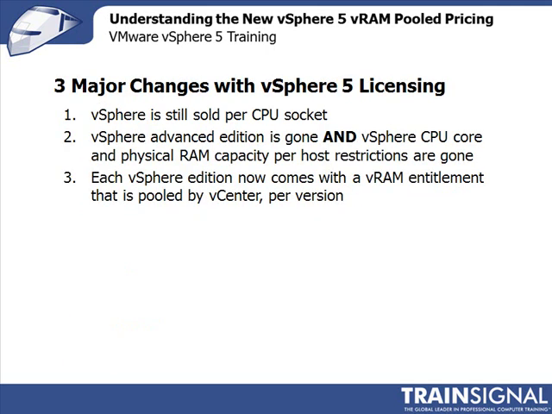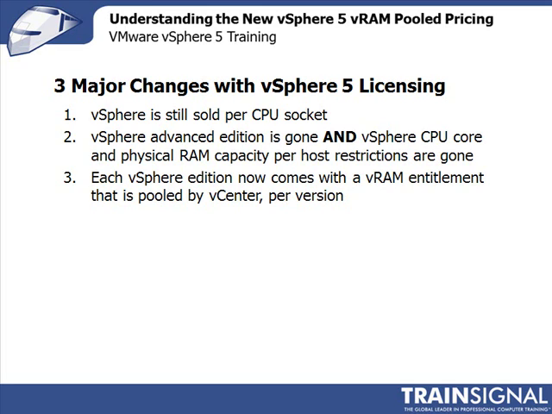If this is still fuzzy to you, here's a quick 3-point summary about how this works. vSphere is still sold on a per CPU socket basis. So not the number of cores in the socket, but the actual physical CPU socket, the physical chip that's going into that server. So if your server has 2 sockets and each socket has 4 cores, the cores really don't matter. It's the number of physical sockets. So you would need to buy 2 vSphere 5 licenses because you have 2 sockets on that physical server.